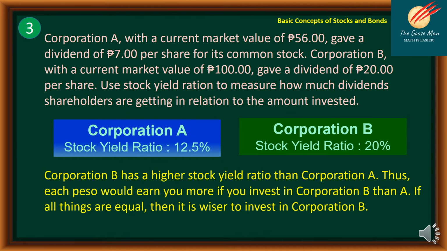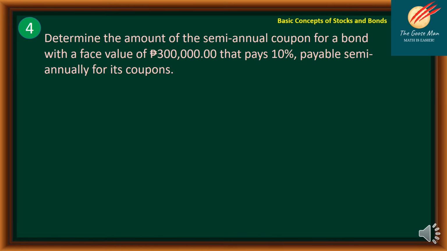Let's move on to problem number four. Determine the amount of the semi-annual coupon for a bond with a face value of 300,000 pesos that pays 10% payable semi-annually for its coupon. So first, let's identify the given.